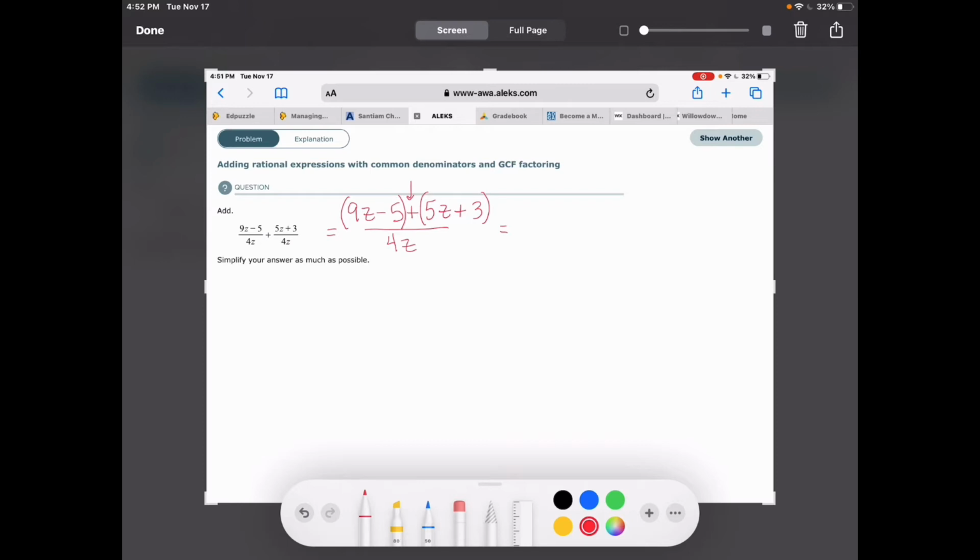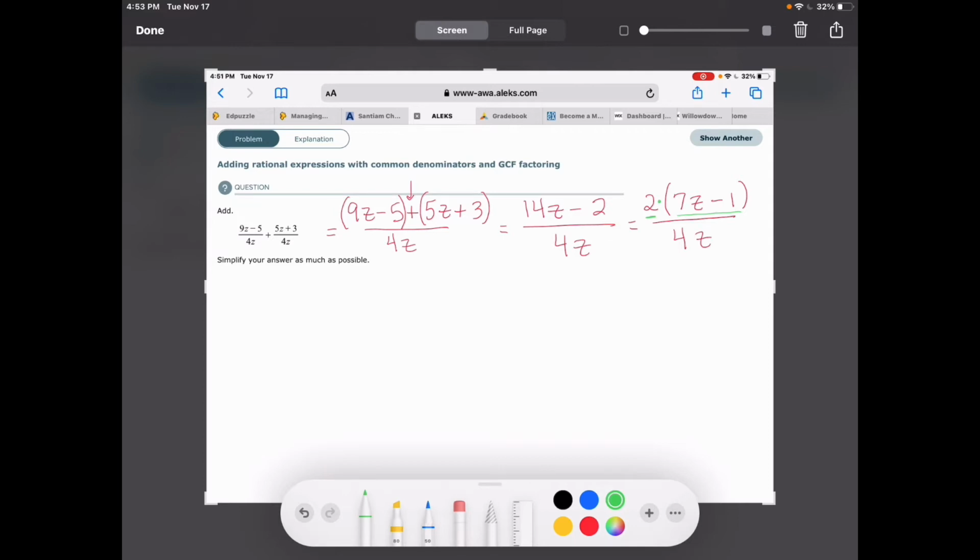Now I'm going to combine like terms. 9z and 5z are 14z, and then -5 and 3 make -2. And that's over 4z. But I actually have a common factor here that I want to cancel out. So in the top, I can see that there's a common 2 to factor out. So that's going to give me 7z minus 1. And on the bottom, I have 4z.